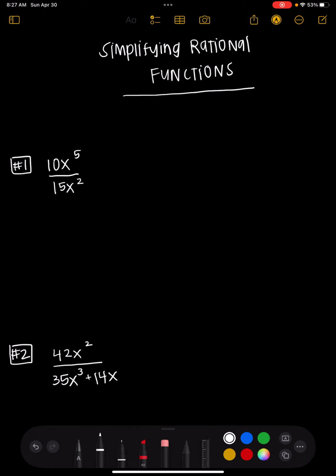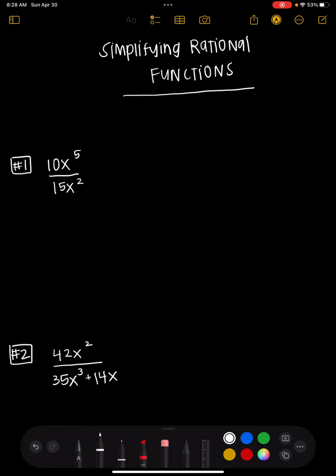Rational functions is just a fancy way of saying that it's a function that's a ratio between two polynomials, or another fancy way of saying that it's a fraction with x's or variables on the top and on the bottom. So in this first video we're going to learn how to simplify rational functions, and then throughout the rest of the lesson we'll learn how to add, subtract, multiply, and divide. But let's get started with the simplifying.